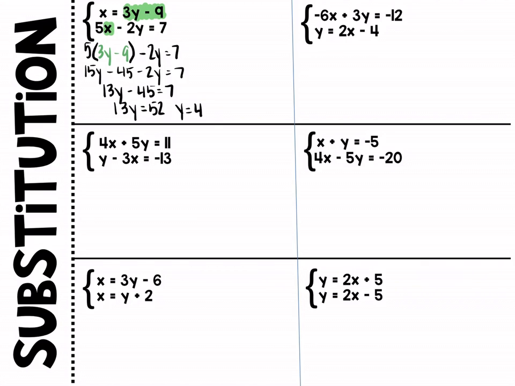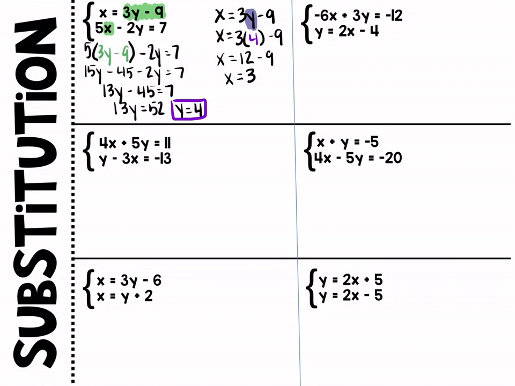So we're going to take this y equals 4 and now plug it in. So we have x is equal to 3y minus 9. Essentially, we're going to take what y equals and replace it. That's what substitution is. So x is equal to 3 times 4 minus 9. So then 3 times 4 is 12, and 12 minus 9, x is 3.